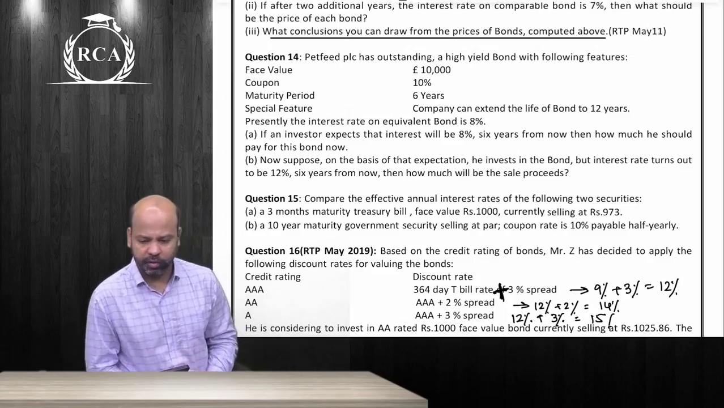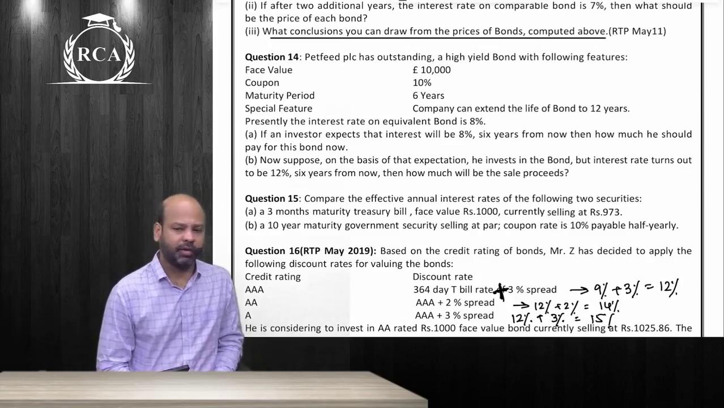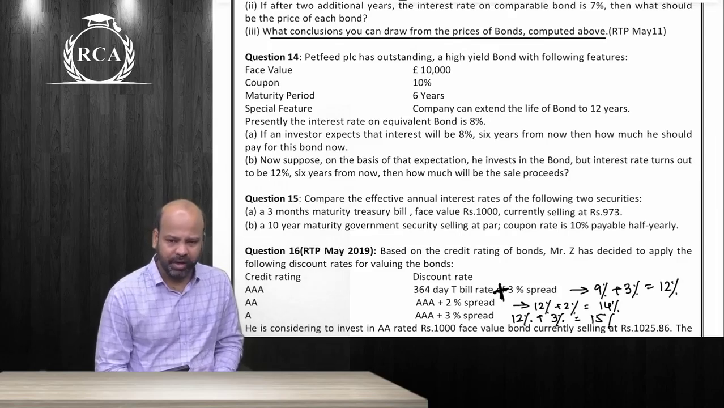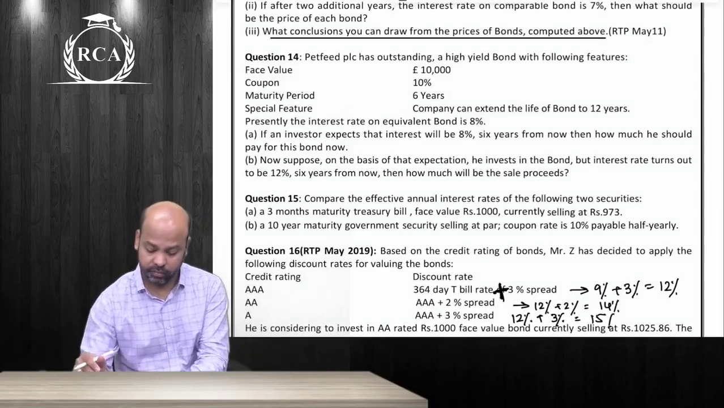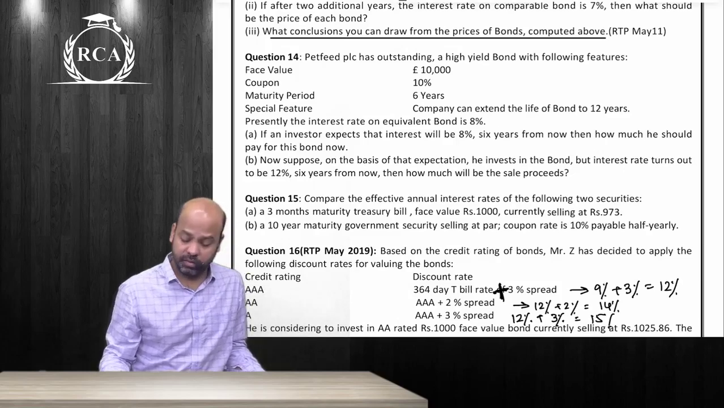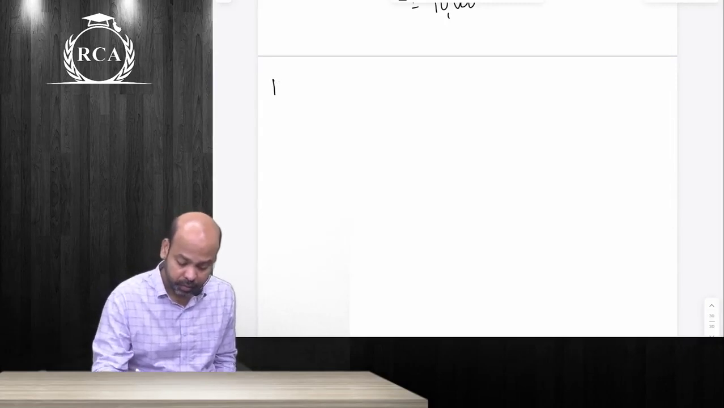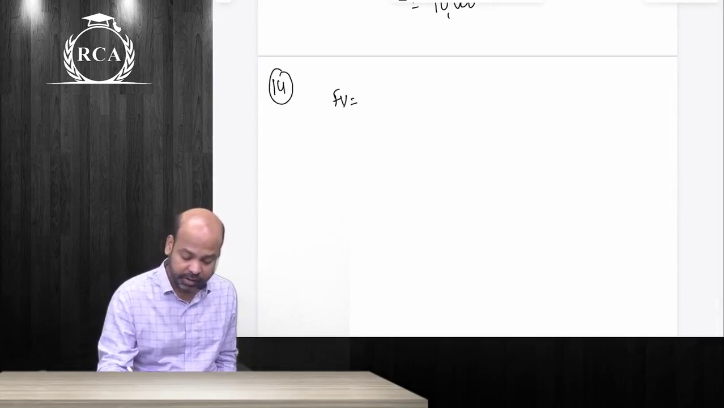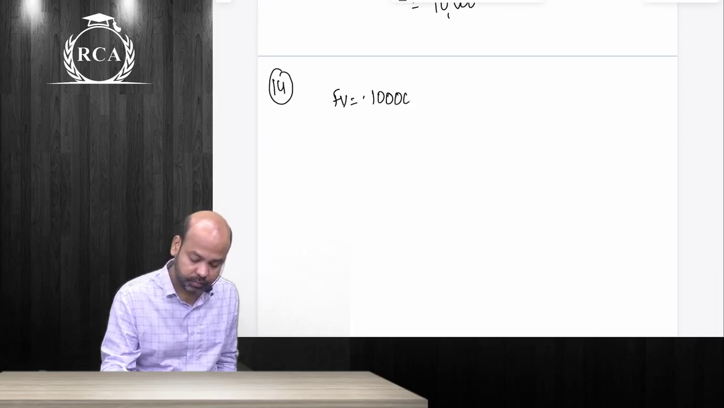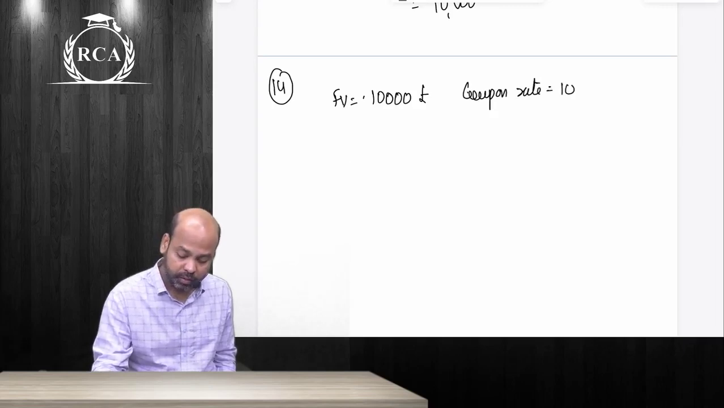Hence, for valuation, we will only consider a period of 6 years. Can we now arrive at the value of the bond based on this? Face value is 10,000 pounds. Coupon rate is 10%, so your coupon amount would be 1,000 pounds.